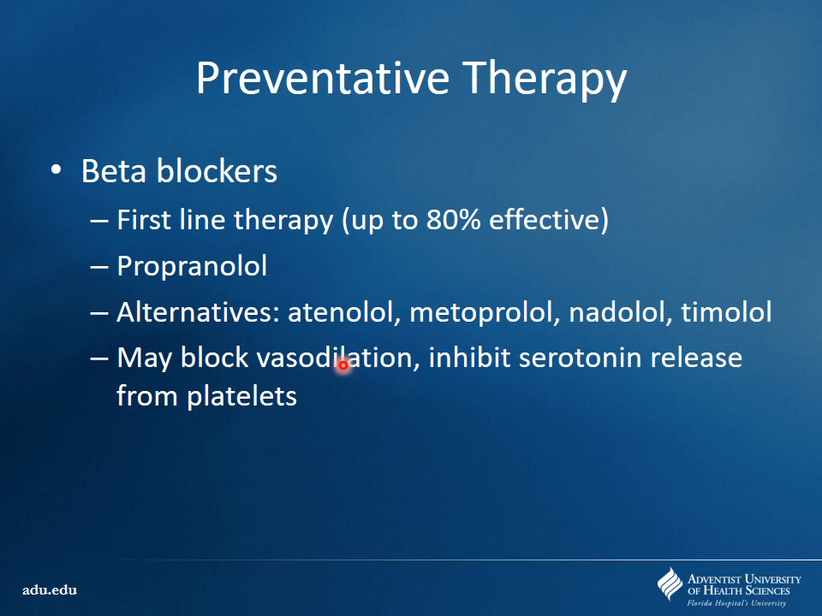The main thing you're doing by giving a beta blocker chronically is hoping to prevent some acute vasodilation that can occur when the patient would have had a migraine. Basically, resetting their resting point and hopefully preventing that vasodilation. That's the main thing. Also, there's some thought that it inhibits serotonin release from platelets, but that's kind of an ancillary effect there.